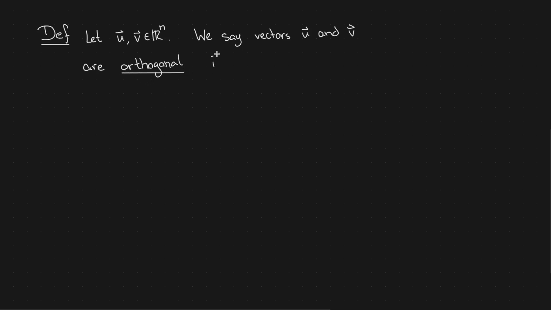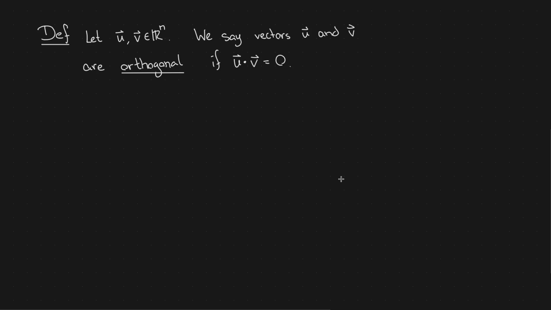Now, we actually expand upon this idea just a little bit and introduce a new word. So let u and v be in Rn. We say vectors u and v are orthogonal if the dot product is 0. Okay?